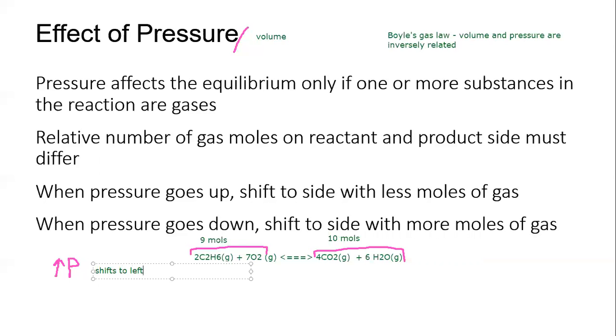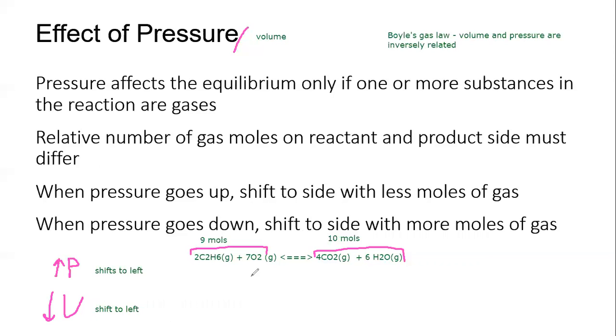And again, it won't always be the left. It depends on which side has the fewer moles of gas. And the same thing would happen if I decrease the volume. The equilibrium would shift to the side of fewer moles of gas. So this one would also shift to the left. And again, that's because they're inversely related. So if I increase pressure, it's the same as decreasing volume. So if I increase pressure, it's going to shift to the left. If I decrease volume, it's also going to shift to the left.